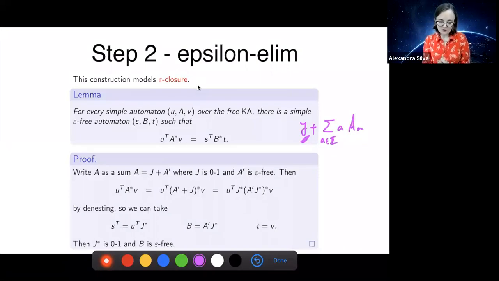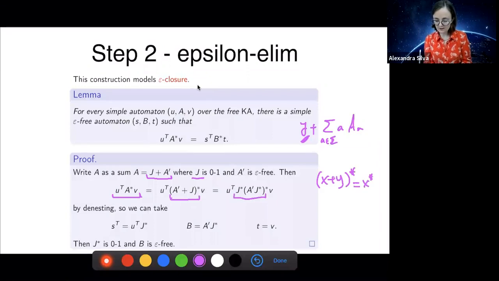And so basically the proof is not so difficult. You start with an automaton. So this is the automaton that has epsilon transitions. And you just split your transition matrix to have the part that is epsilon free and collect all the epsilon transitions into a matrix J. And then you're going to basically use the denesting rule that we proved a few slides ago. Note here how this is the denesting rule: (X plus Y) star equals X star (Y X star) star. So here we're using a lemma. It's not a Kleene algebra axiom, but it's a lemma that we have proved using only Kleene algebra.